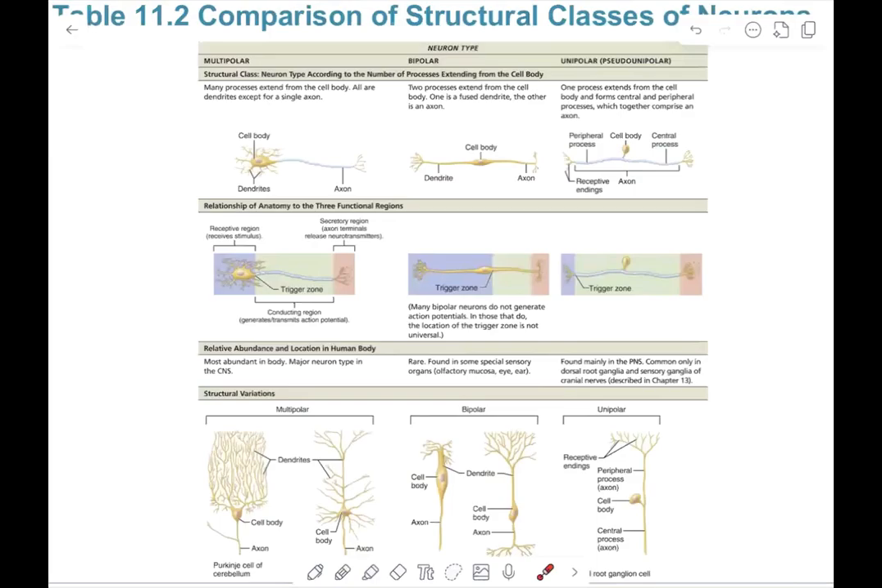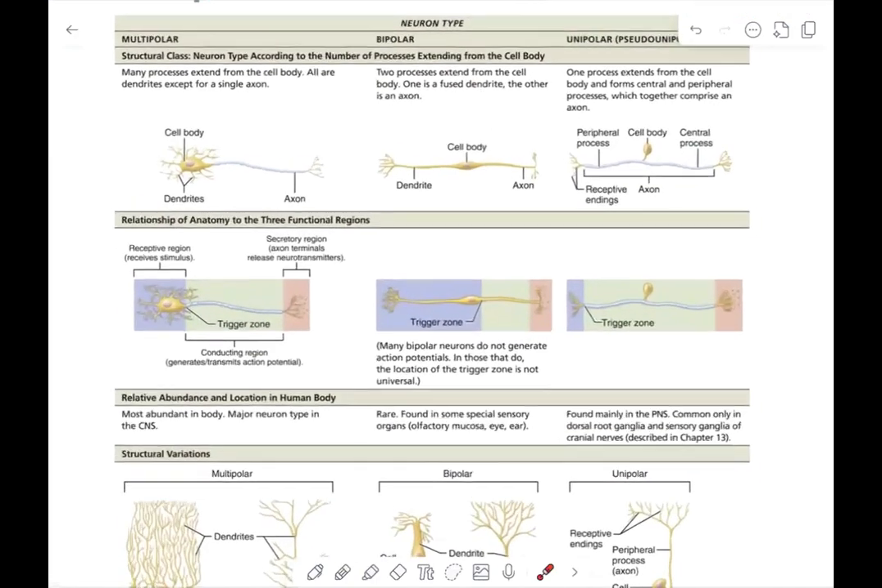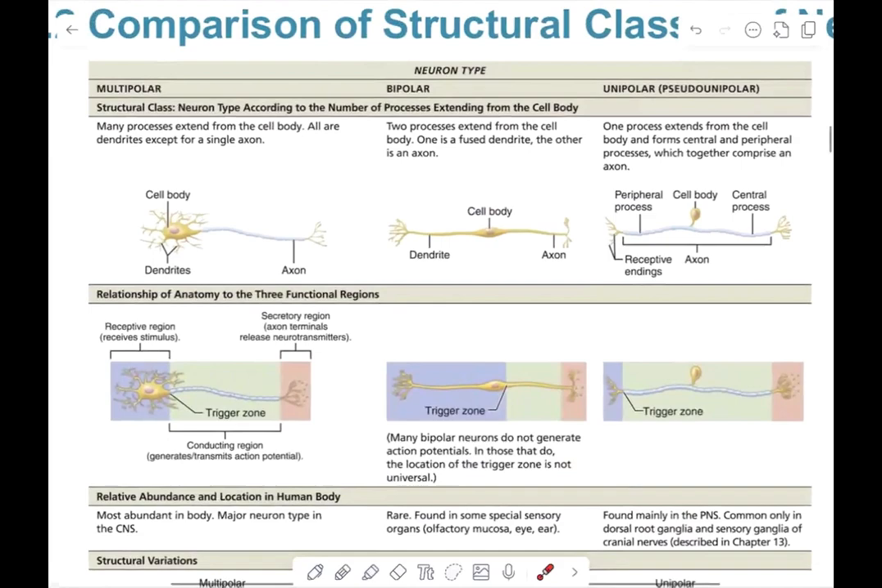There are three types of neurons in the nervous system, and they're all sort of defined by the amount of dendrites they have. And again, dendrites and axons are both called cellular processes. The first group is the most common. It's called a multipolar neuron. It has many processes extending from the cell body, so you can see lots and lots of dendrites there. It has many receptive regions because of those dendrites, and it's the most abundant in the body.